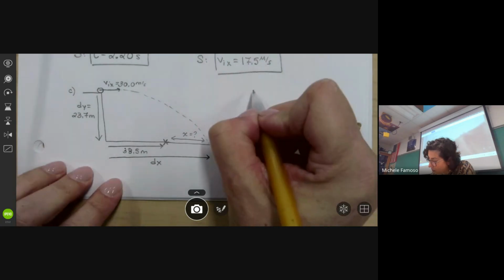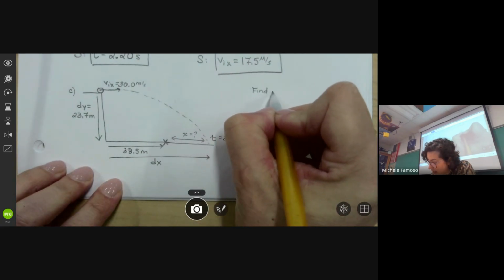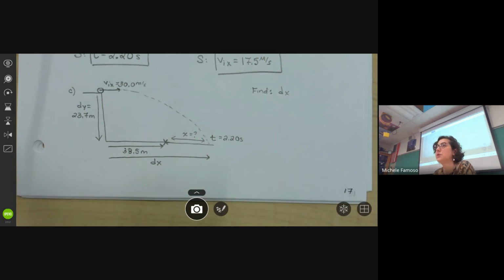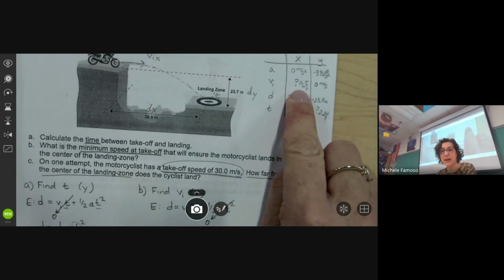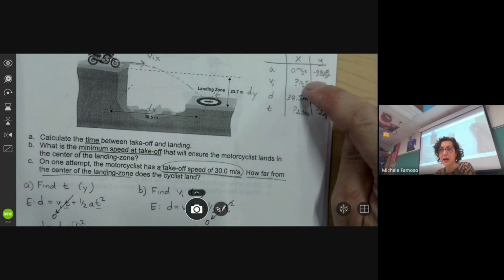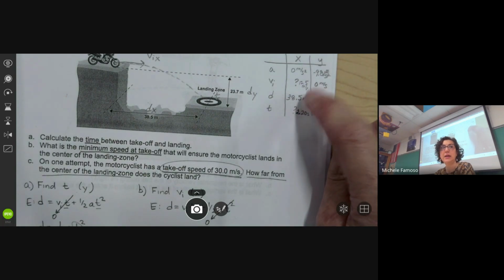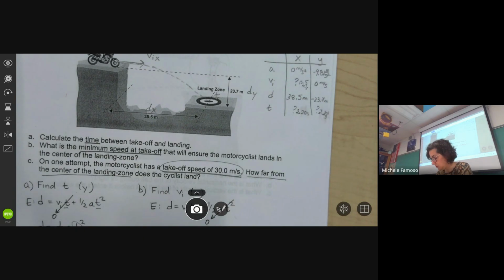Okay, so what I'm asking you to find now, let's just say that I want you to get the dx first, which means you're going to use the X values. I'm not going to recreate the chart. Just know that that VI is not 17.5. It's 30.00. So if I have an A, a VI, and a T, and I'm looking for D, Maxwell, can you tell me what equation I would use?